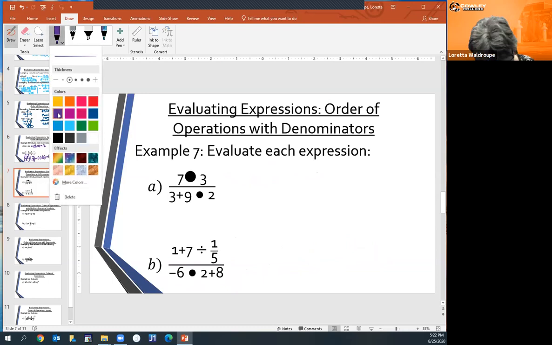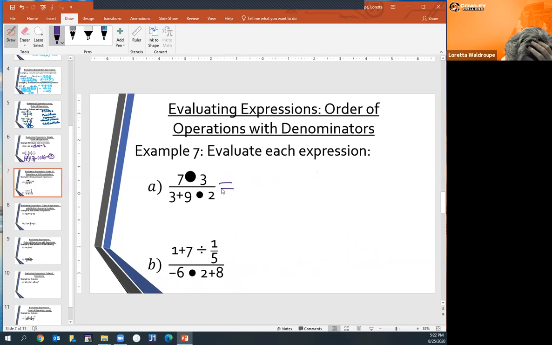Okay. When you have a fractional expression, you want to treat the numerator and denominator separately. So up top, 7 times 3 is 21, and it's simplified. On the bottom, I'm going to do the 9 times 2 first, which is 18. 3 plus 18 is 21, and 21 over 21 is 1.